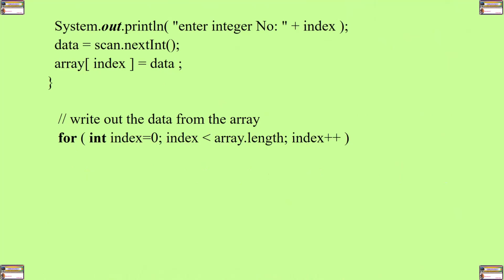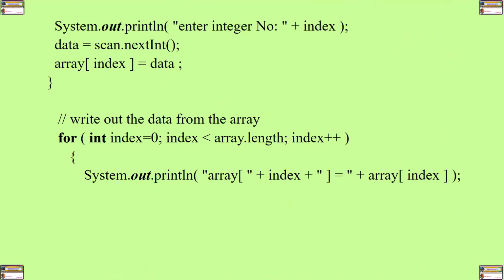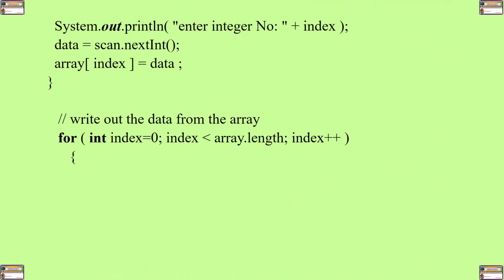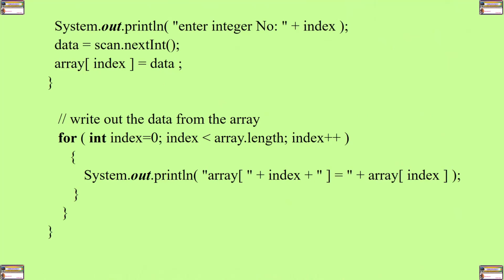Then it will check the condition. Is 1 less than the size of the array? Is 1 less than 5? Yes. If that is true, it will write out the next element, which is at index number 1. And that will continue that way until the value in the index is no longer less than the size of the array. And then that loop will be terminated and the program will terminate.